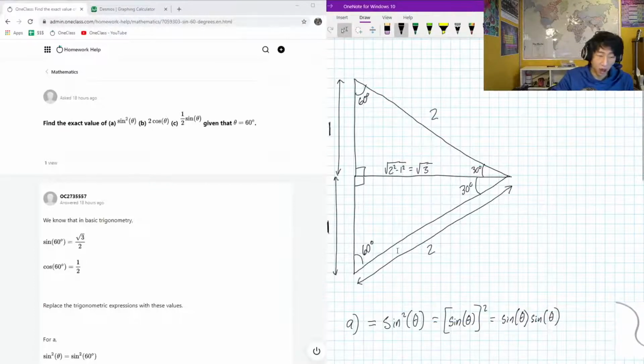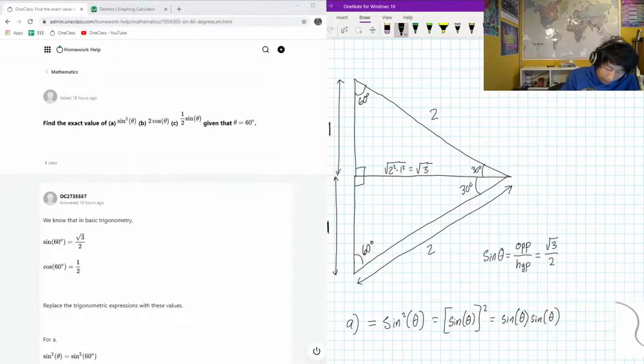Looking at here, we know from SOHCAHTOA that sine theta is equal to opposite over hypotenuse. If this is the angle that we're looking at, the opposite is going to be over here, because it's opposite to the angle, and the hypotenuse is going to be the 2. So it's going to be root 3 over 2. And this is equal to sine 60 degrees, and 60 is our theta. I'll write that super clearly.